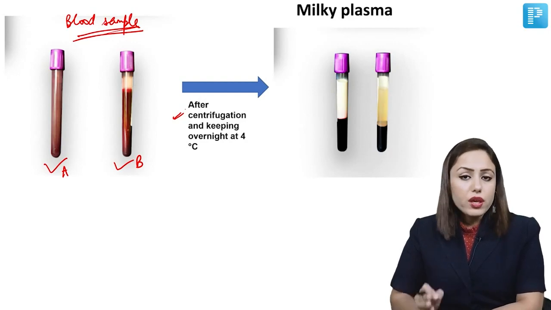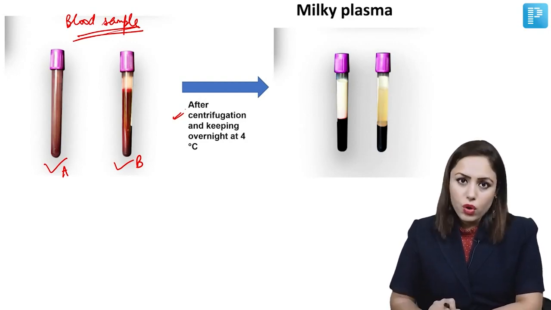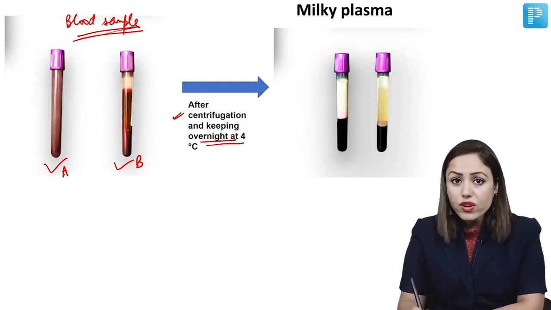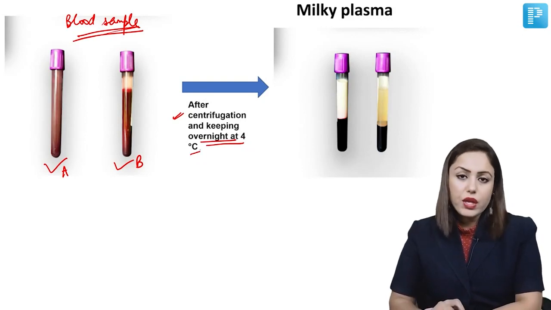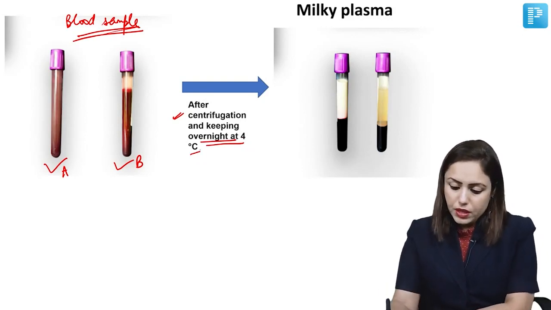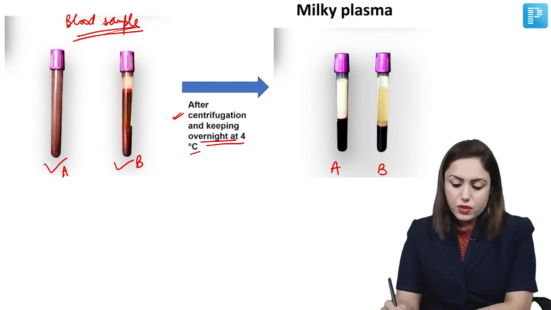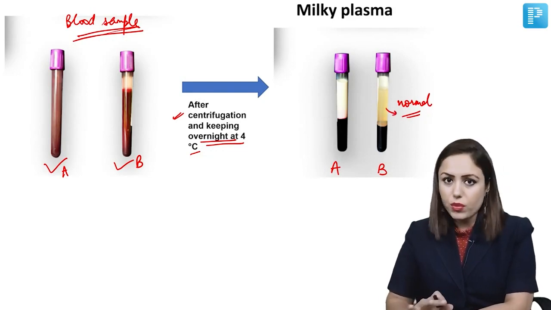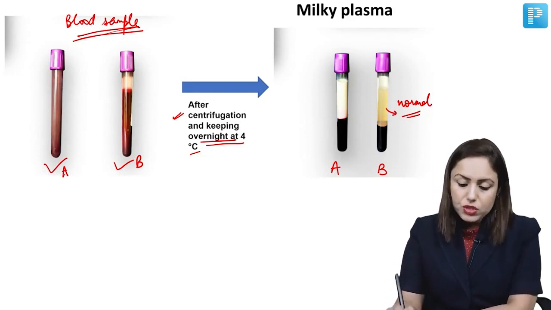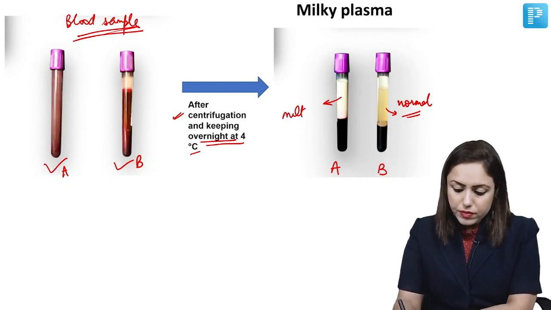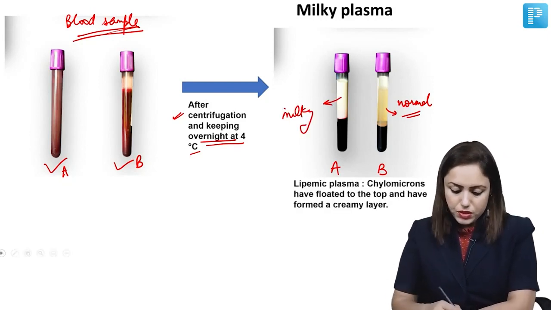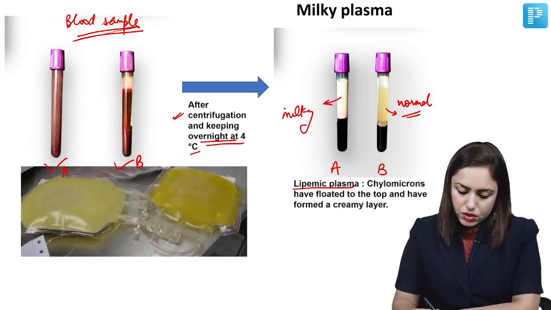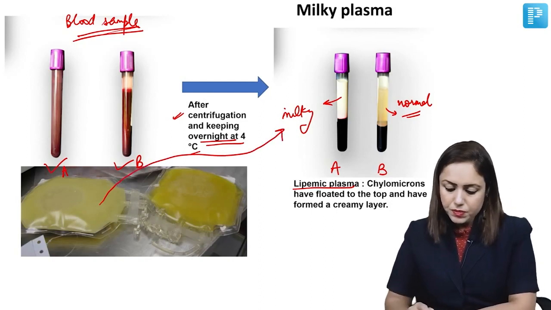And then for checking whether the patient has milky plasma or not, we have to keep this sample overnight at 4 degrees Celsius. And then in the morning, we see this is patient A, this is patient B. So patient B has normal plasma, normal serum, normal color. Then you can see patient A, this is milky. Milky plasma. This is lipemic plasma, right? So you can see this is milky plasma.